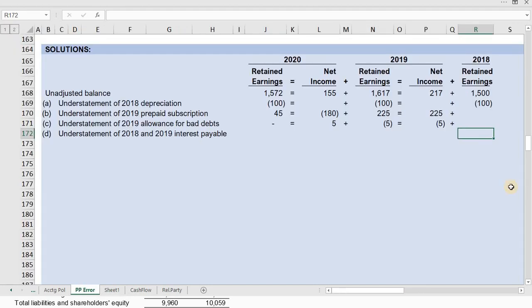So if the net income in 2018 is overstated, it means we need to deduct 50 pesos. However, the 2018 nominal accounts are already closed, so what we can adjust is the retained earnings at the end of 2018. So it means that the retained earnings at the end of 2018 is also overstated. And in order to correct the overstatement, we need to deduct 50 pesos.